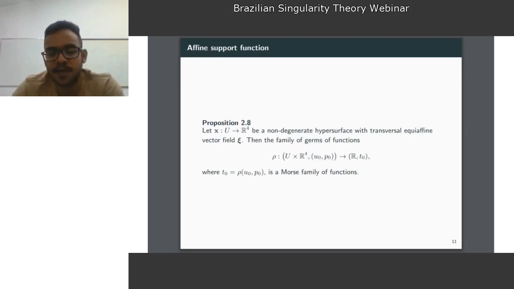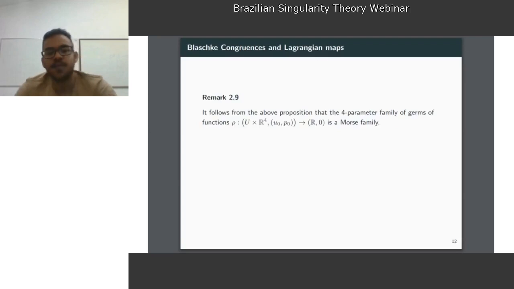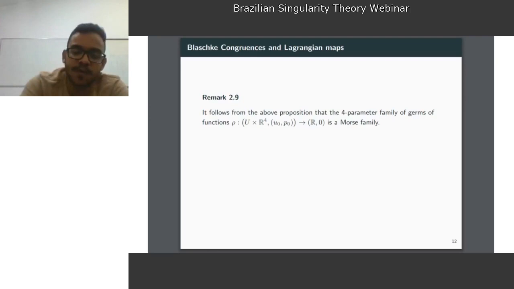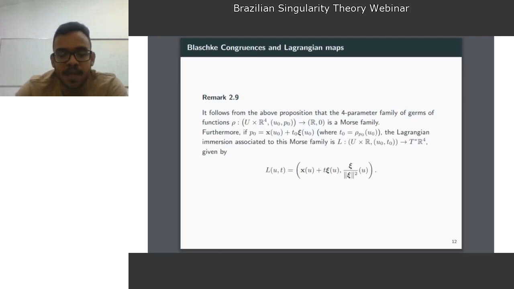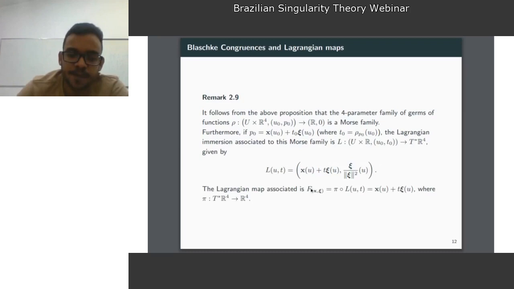Because since we have this as a Morse family of functions, then we know from the theory of Lagrangian singularities that associated to every Morse family, we have a Lagrangian immersion that is defined on the catastrophe set of the family. And in this case, it's given by this, because in these first coordinates here, we have the parameter on the catastrophe set, and here the derivative relative to the parameter. And associated to a Lagrangian immersion, we have a Lagrangian map that is the projection on the parameter set. So the Lagrangian map associated to this family is exactly the line congruence associated to the pair XC, where X is a non-degenerate hypersurface and C is an equiaffine vector field.